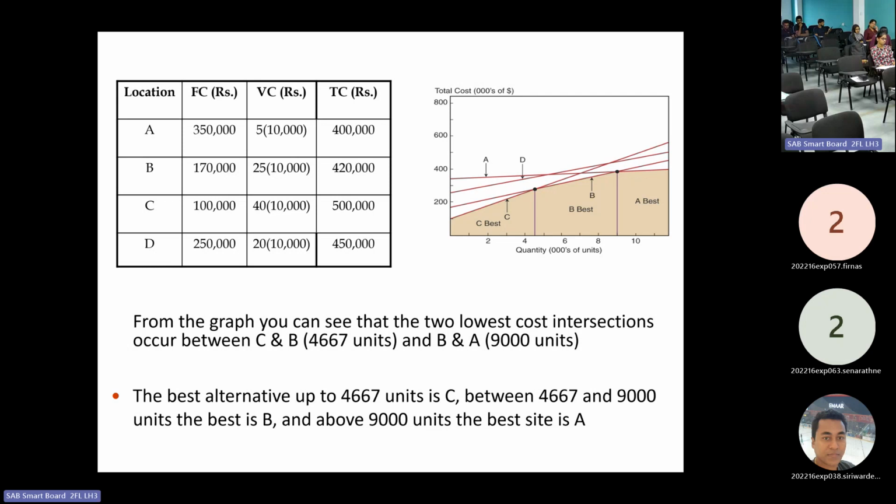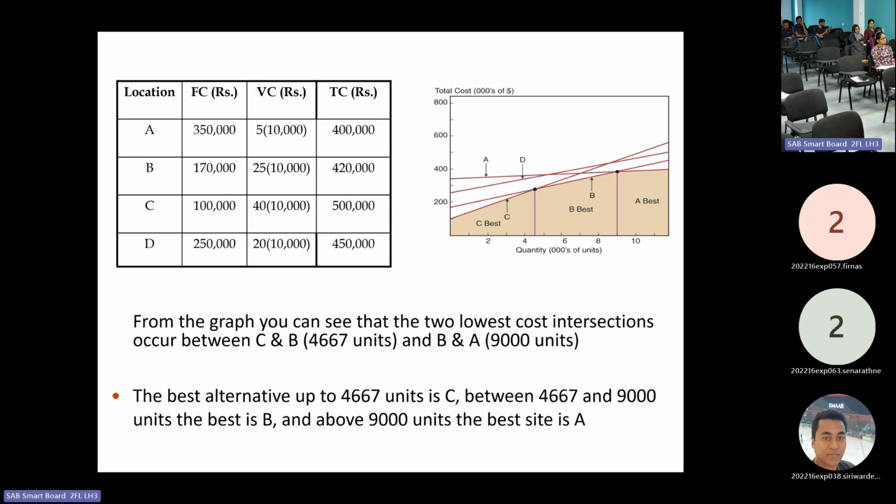Which location's cost curve gives us the lowest total cost? That is C. So we prefer and select location C in the range 0 to 4,600 units. And between that and up to here, 9,000 units, it is the cost curve of location B that is lowest. And beyond that point, A.